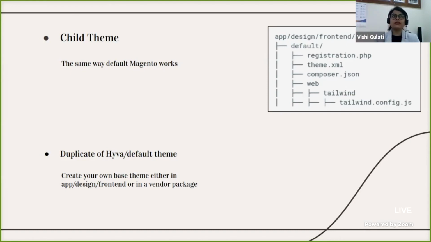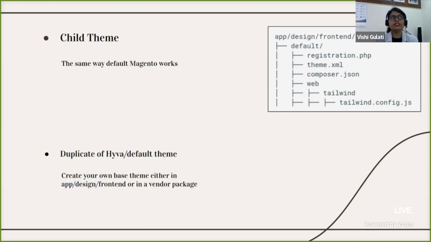Just because if you want to change a lot of things in a child theme, you end up with a large CSS file which you don't need. So that's why go for a duplicate theme. If you are creating a duplicate theme, then you have two options. You can create it in the vendor theme package, or you can create it in app design frontend.